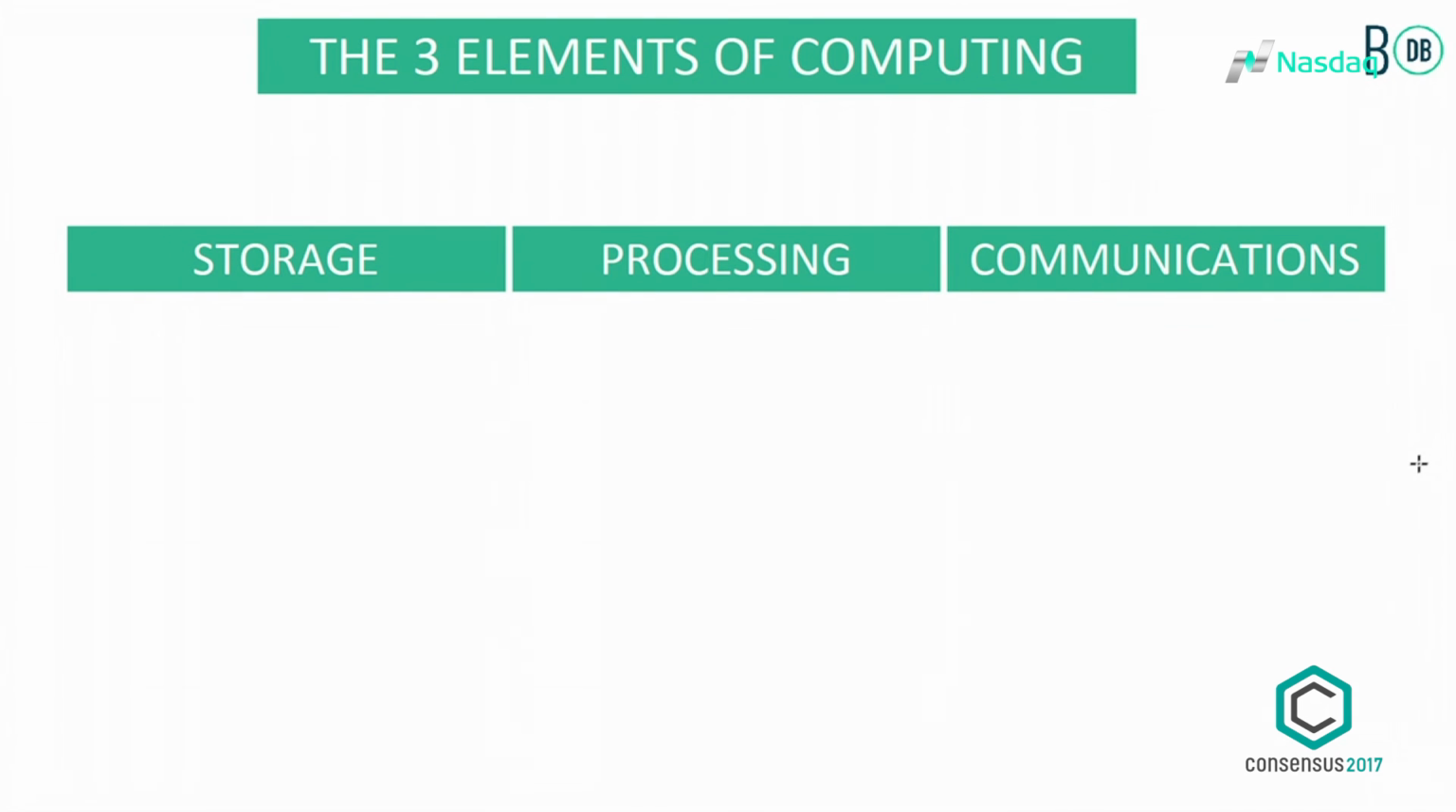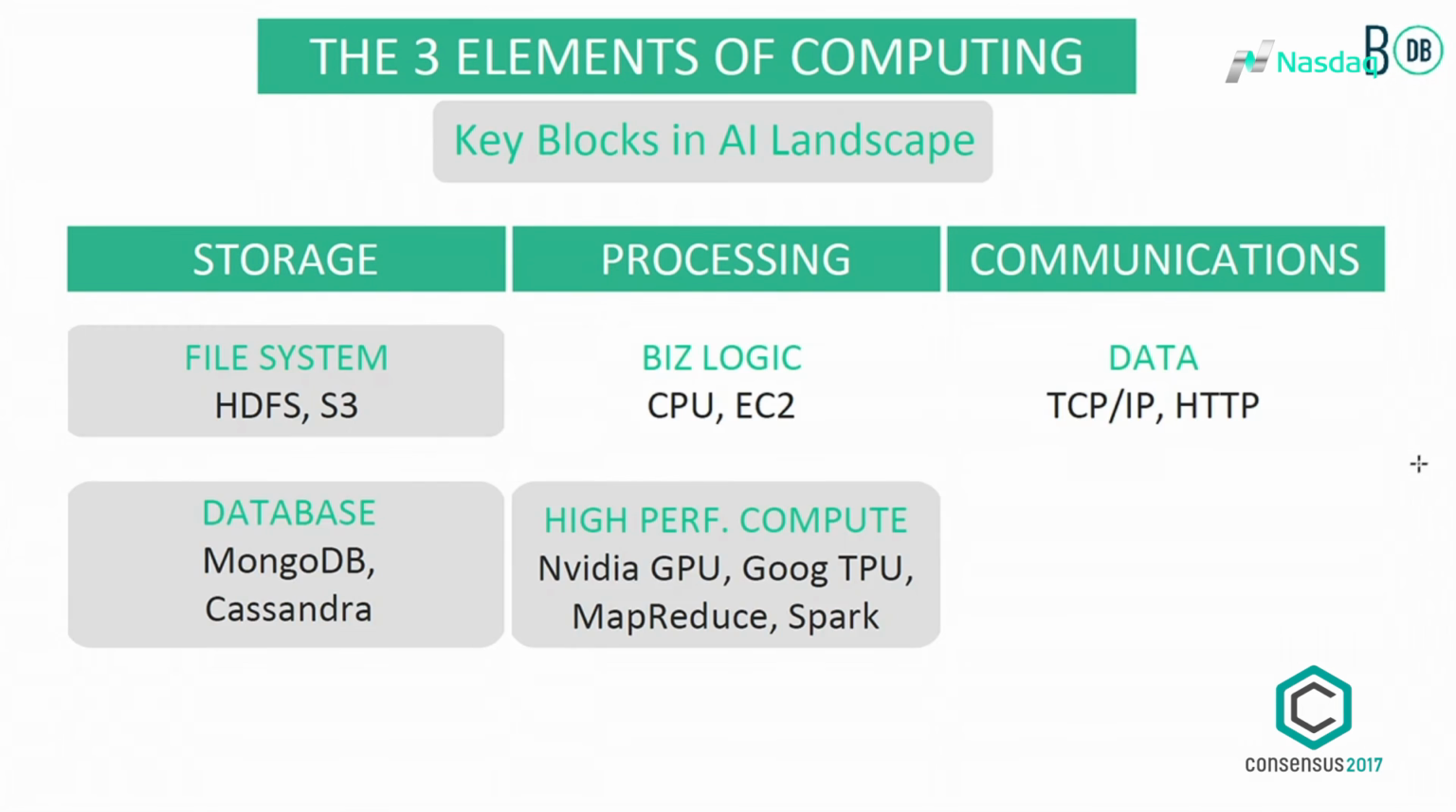So let's ask, what do the AI algorithms look like in the context of the broader compute stack? And for first principles, let's look at the three elements of computing: storage, processing, and communications. Within each, these actually have subcomponents. With storage, we've got file systems, things like HDFS, Hadoop, S3 with Amazon.